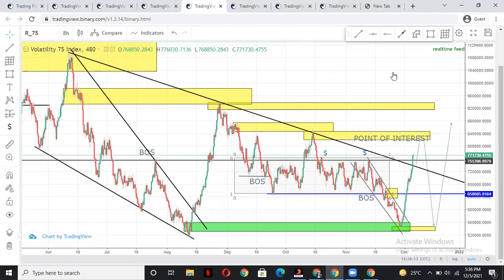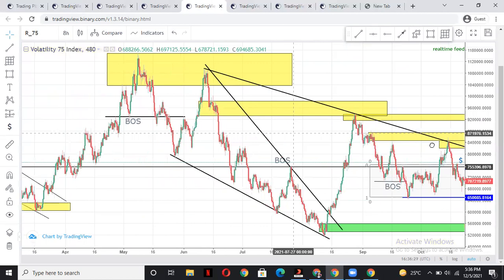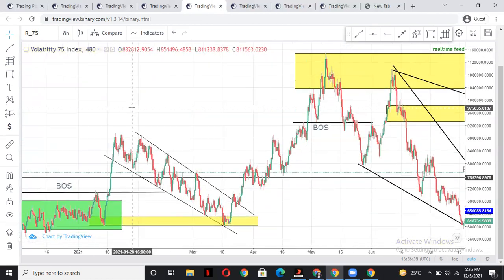Okay, this is the almighty V75, and I want us to pay close attention to V75. Let me scroll to the back. Let me just quickly show us how price has been behaving for a while.